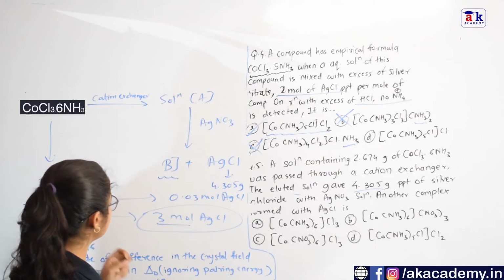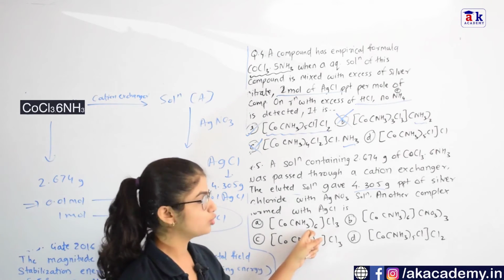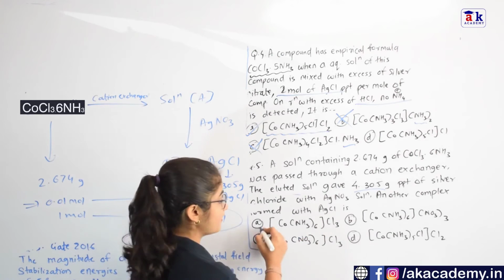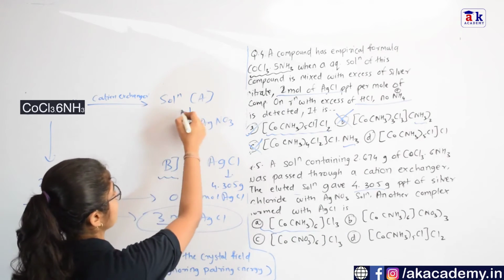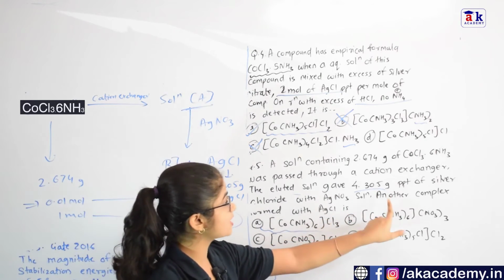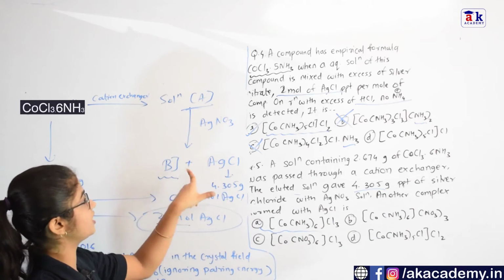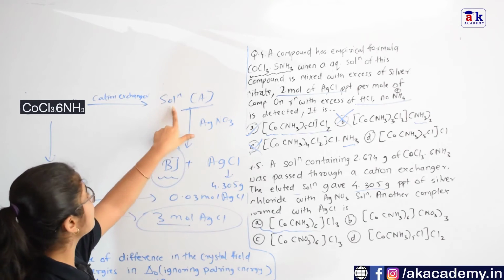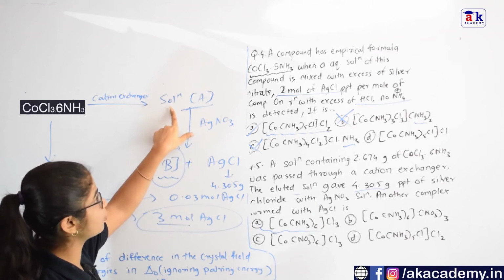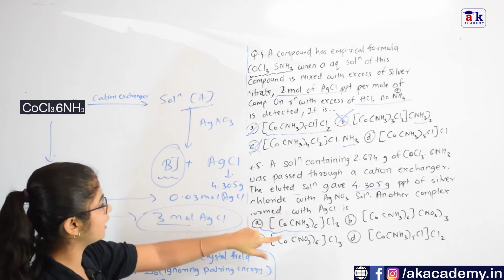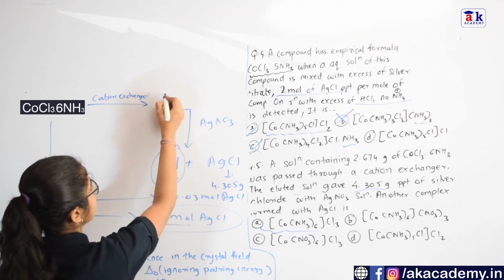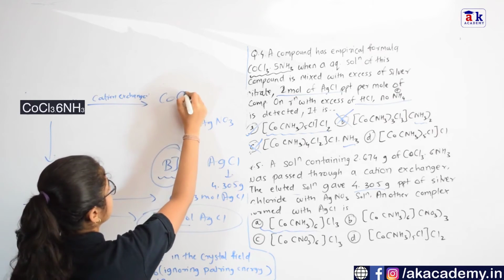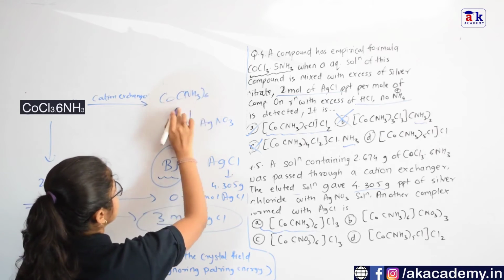Three chloride ions in the ionization sphere means the complex should be this one, but this is not B, this is actually A. We have been asked for the other complex formed along with AgCl. The eluted complex, actually the reactant, has 3 chloride ions in the ionization sphere. So the reactant actually is [Co(NH3)6]Cl3.